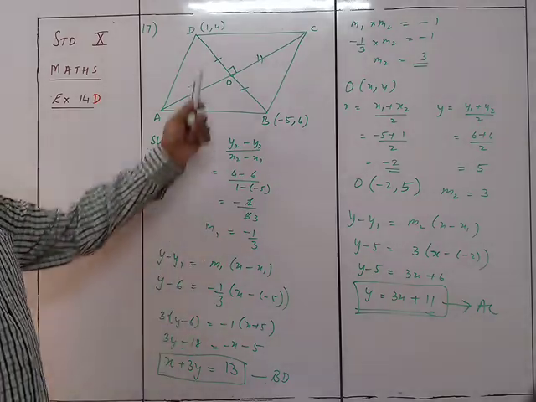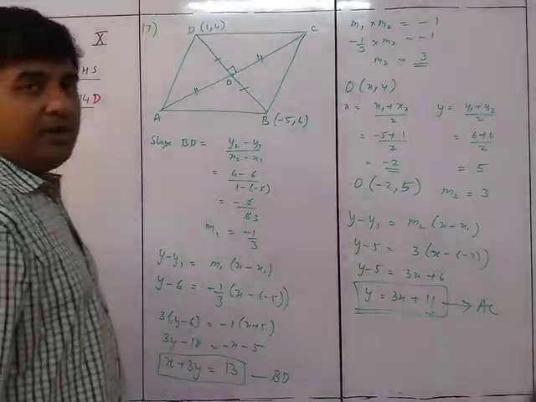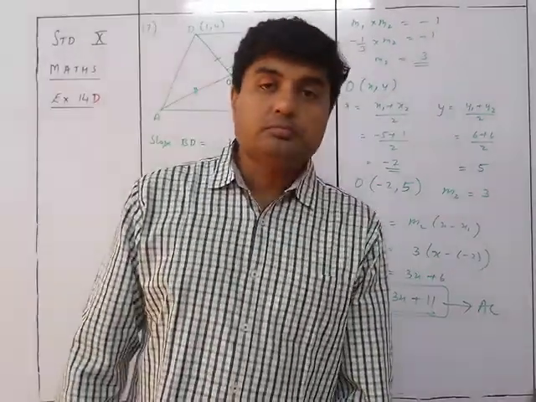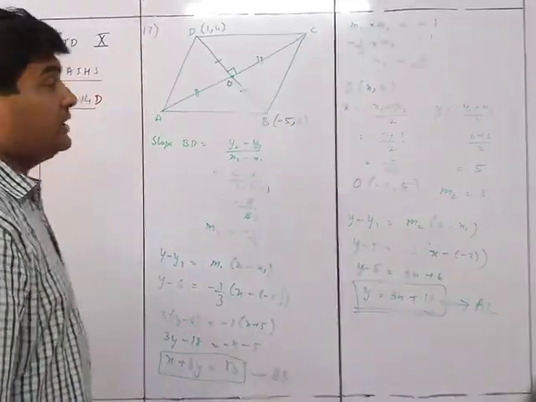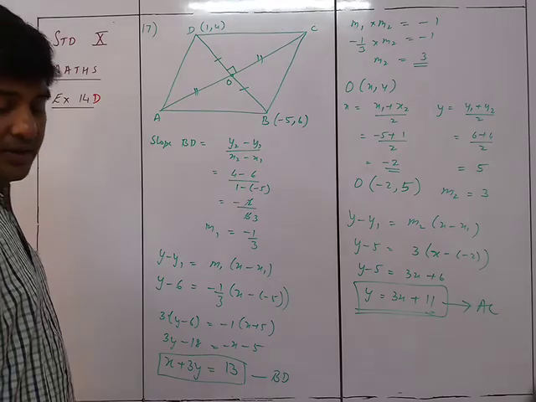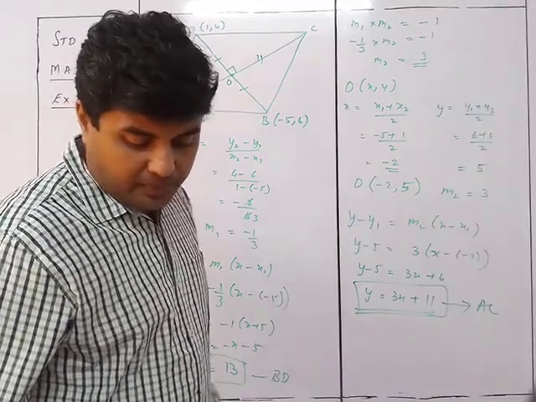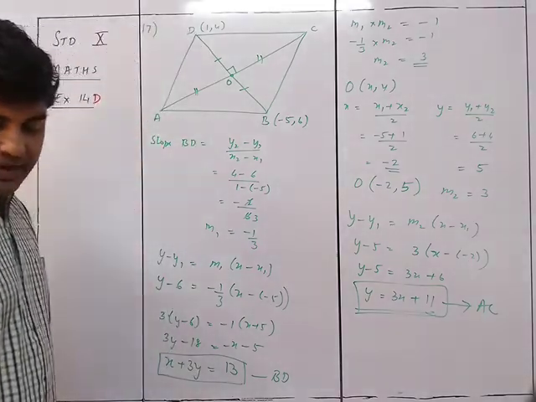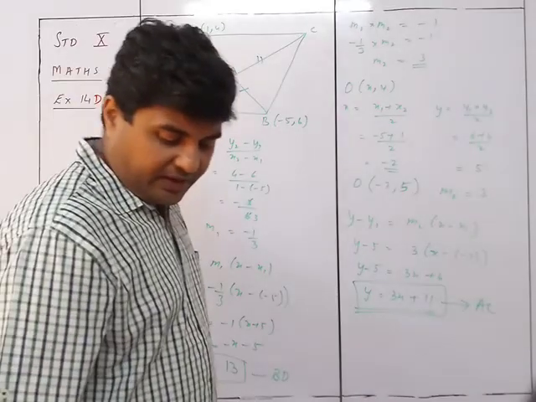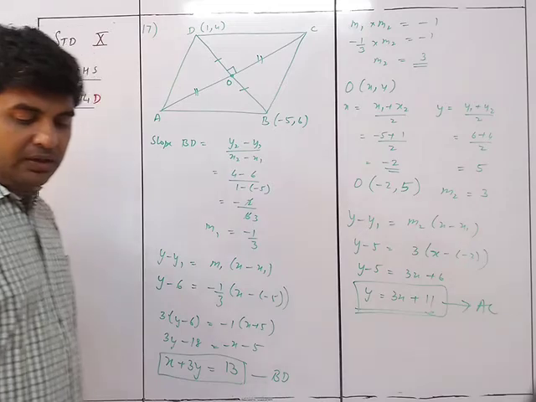Understood this question properly? Right? So here we are using not only the equations of line, but also the properties of the rhombus, that the diagonals of the rhombus are perpendicular bisectors of each other. So that's sum number 17. We now move on to sum number 19.